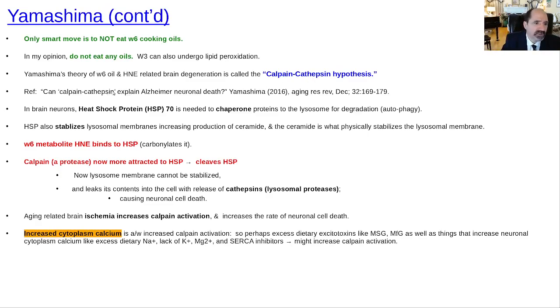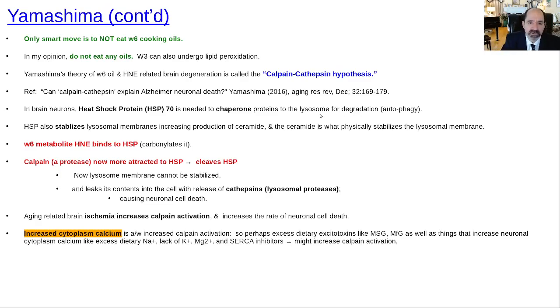So if you want to look at the research paper, here's a reference to it. Can Calpain-Cathepsin explain Alzheimer's neuronal death, by Yamashima, 2016. All right, and Yamashima's got other papers available on there. Let's see. In the brain, it's a heat shock protein, HSP number 70, that chaperones proteins to the lysosome for degradation. So chaperoning just means it binds to the proteins, it delivers them to the lysosome.